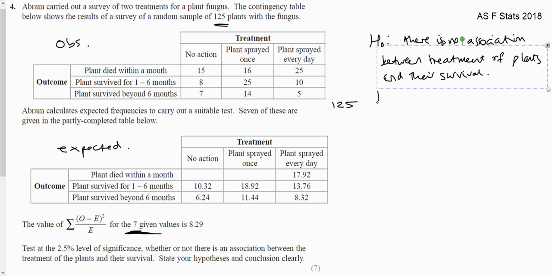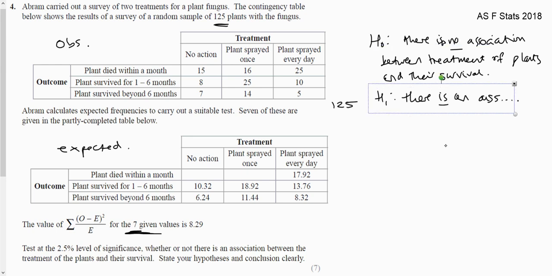Okay, and then H1 is there is an association, and then you go on to say between treatment of plants and their survival. Okay, so here we work out the expected by assuming no association, so that is our null hypothesis. Okay, we've got two expected values missing.